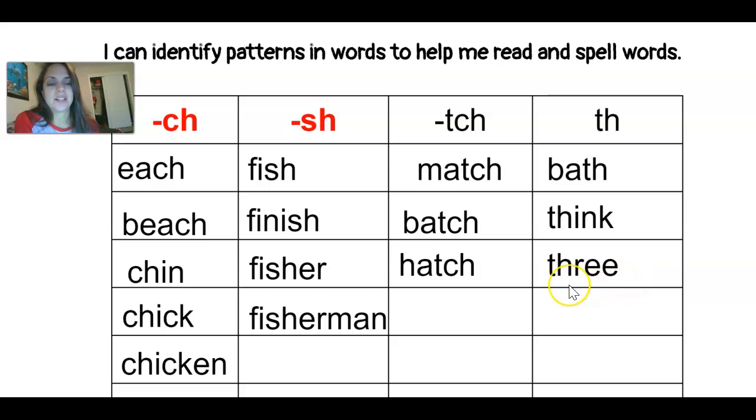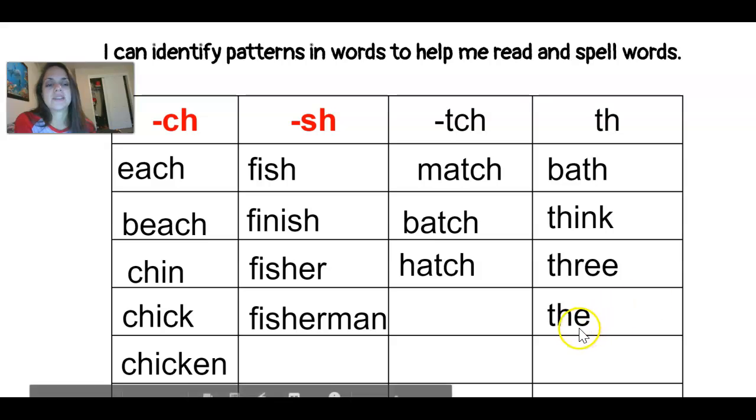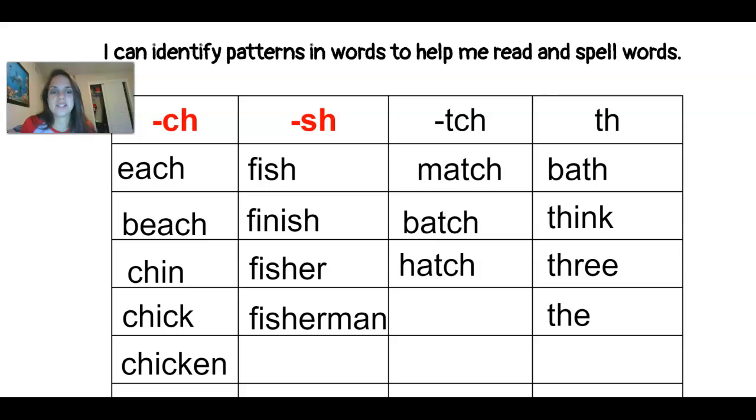Three. This word has the consonant cluster THR, which makes the thr sound. That's a three-letter blend, and it has the vowel pattern where E says its name because another vowel is helping it out. E, three. So we're using those patterns in words to help read and spell words. The. Here's the TH where our tongue goes to the top of our teeth and makes that vibrating noise.